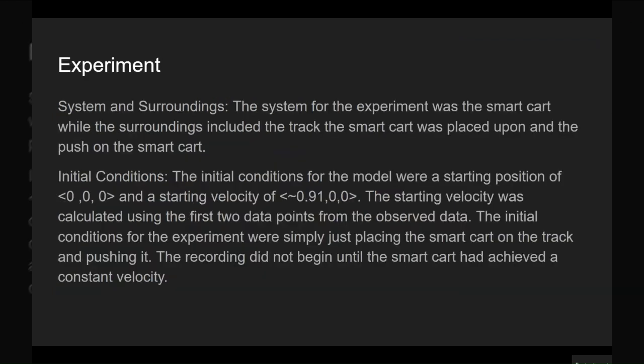For the experiment, the system and the surroundings. The system for the experiment was a smart cart, while the surroundings included the track of the smart cart and the push on the smart cart. The initial conditions for the model were a starting position of 0, 0, 0, which is the origin, and a starting velocity of approximately 0.91 meters per second. The starting velocity was calculated using the first two data points from the observed data, and the initial conditions for the experiment were simply placing the smart cart on a track and pushing it. The recording did not begin until the smart cart had achieved the constant velocity. My justification for the starting velocity is that we wanted both the predicted and the observed model to start from the same place. If there was any difference in their origin, it would affect the outcome.